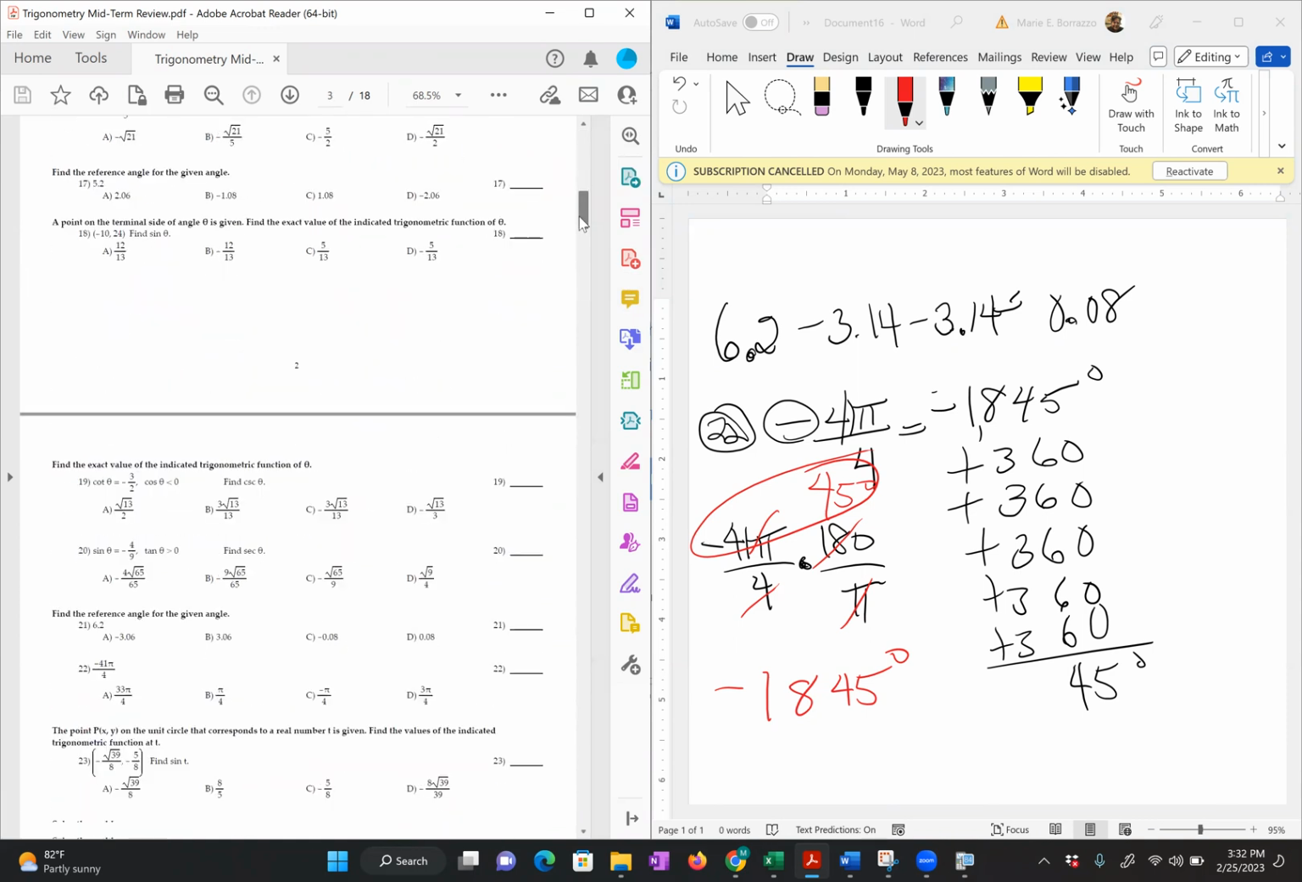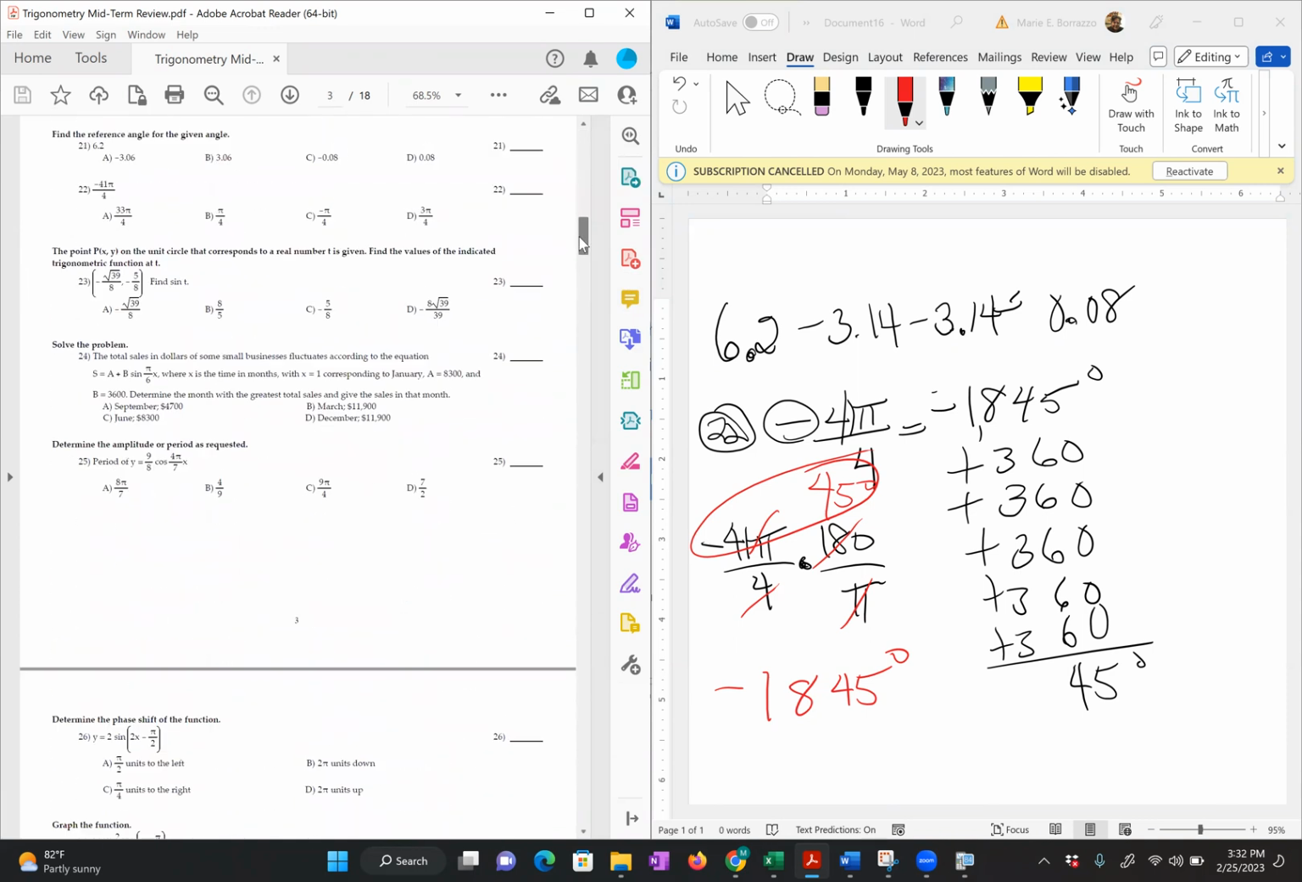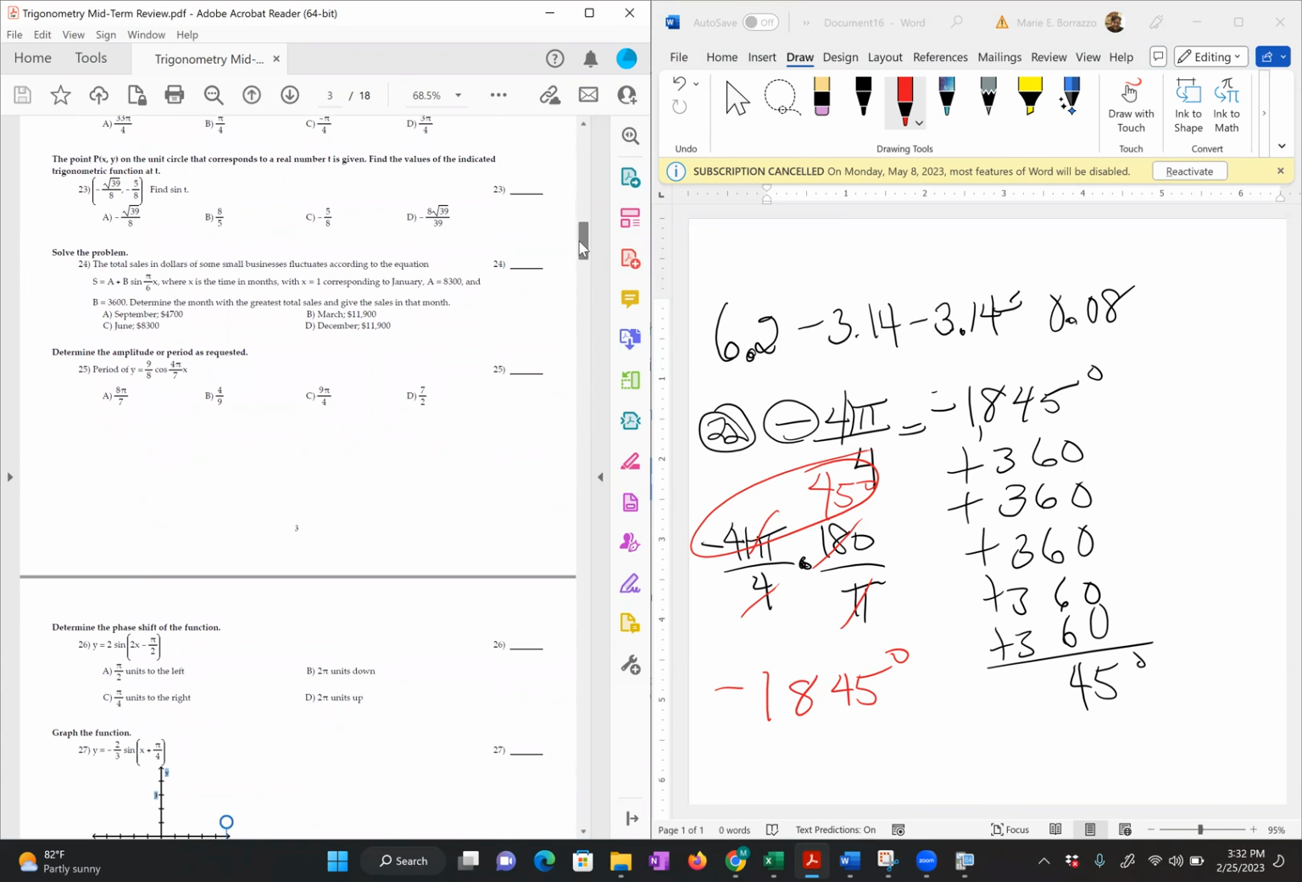Okay, moving on. On these questions, look at this one in particular, question 23. Do you notice that this is the chapter in section 5.4 where we talked about the point X and Y on the unit circle? And we're corresponding this to the angle value or arc value T. Then they're looking for sine T.